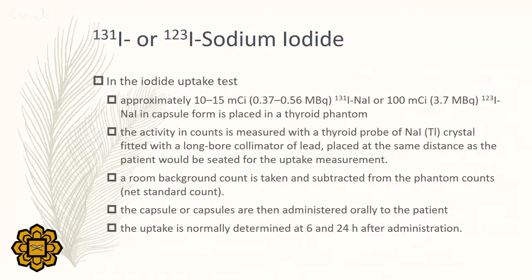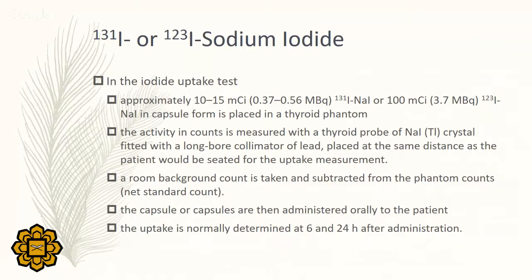For example, the patient will sit about 1 meter from the camera. So you put that capsule and count the activity. Here you will not just count the activity of the phantom, but also the activity of the room background, and you deduct all of this. This is what we call the net standard count. After that, you take the capsule or capsules, depending on how many capsules you prepared, and give them orally to the patient.